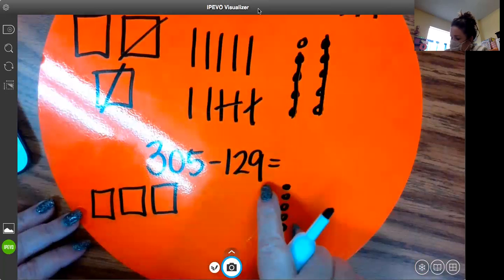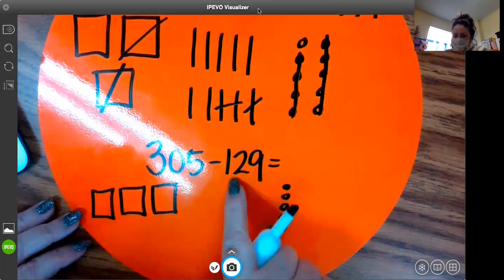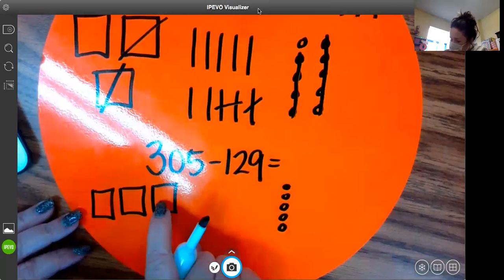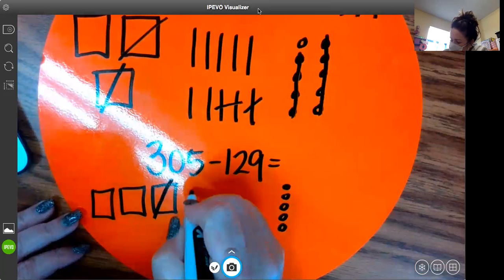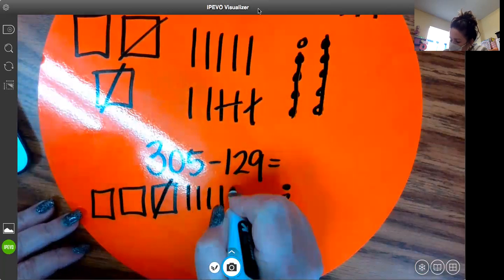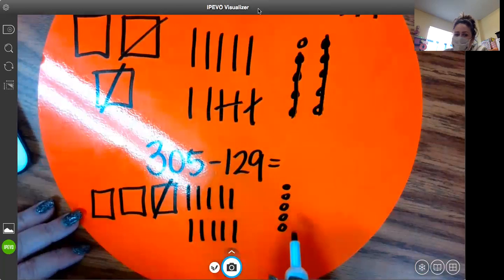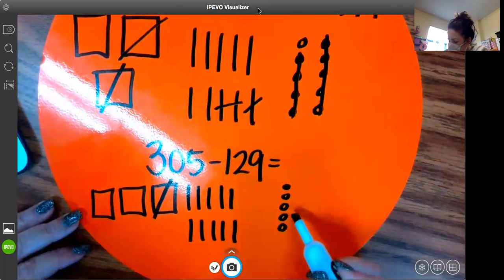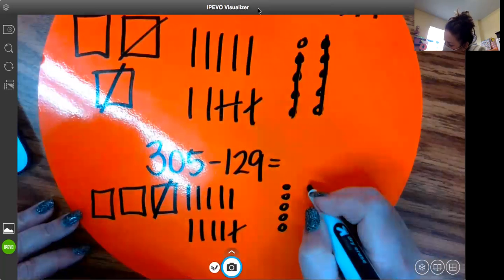So we're going to subtract 9 1s, and we can't do that. We also don't have any 10s to trade for 1s. So we need to go here to our hundreds. We're going to trade 100 for 10 10s. And now we have 10s, but we still don't have enough 1s. So we need to trade a 10 for 10 1s.